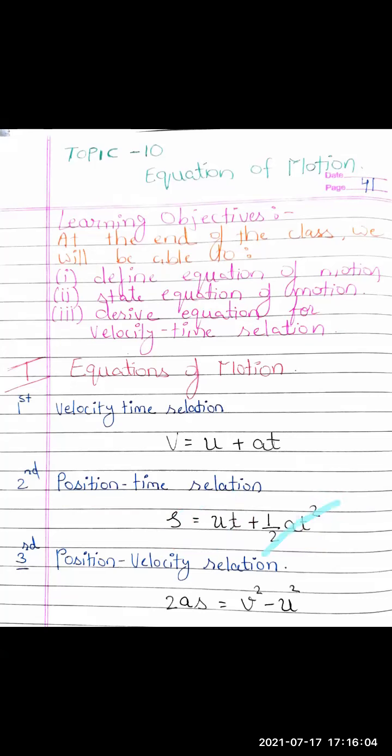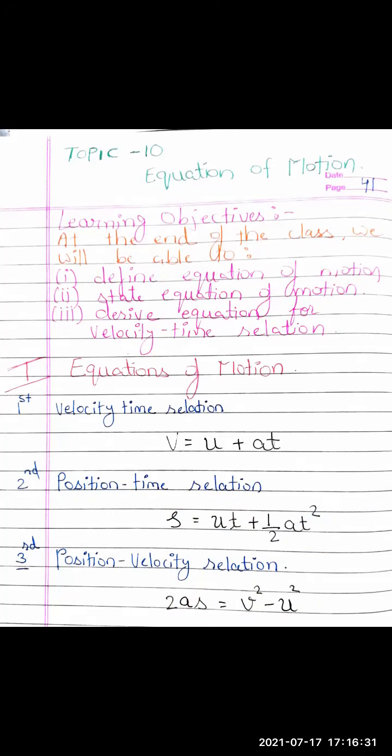The third equation of motion is 2as equals v square minus u square. So here A is the acceleration, S is the distance, V is the final velocity, and U is the initial velocity. This equation gives the relation between position, that is your distance, and velocity. So this equation is named as position velocity relation.